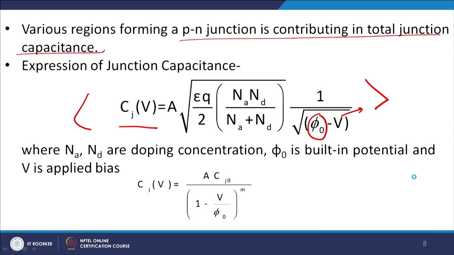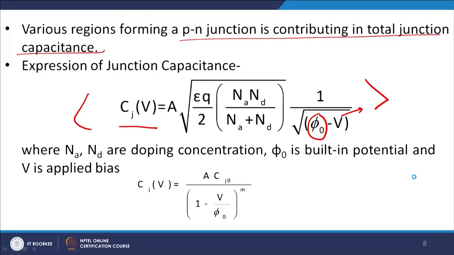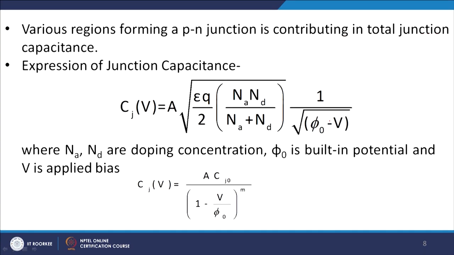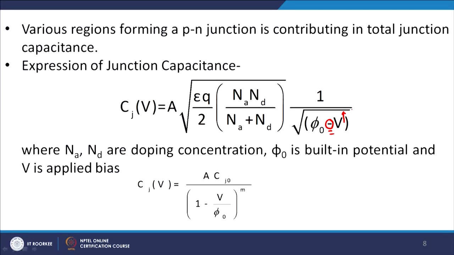Why is it like that? That will be explained in this slide. See, when you apply a bias, the built-in voltage and the applied voltage will be in the opposite sense, and therefore there is a negative sign here. If you look very closely at this equation, this negative sign is there because when you have a built-in voltage and you apply a voltage which reverses the built-in voltage, there will be a negative sign. So when you do a reverse bias, this voltage goes on increasing in the negative sense. As a result, the subtraction of this minus this goes on decreasing, and therefore CJ increases.